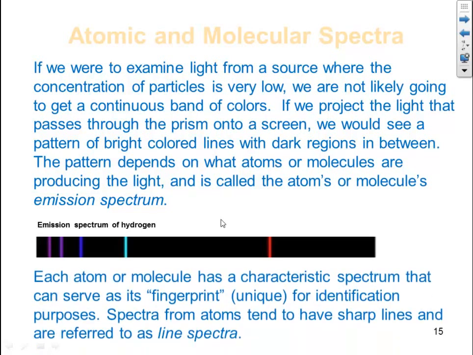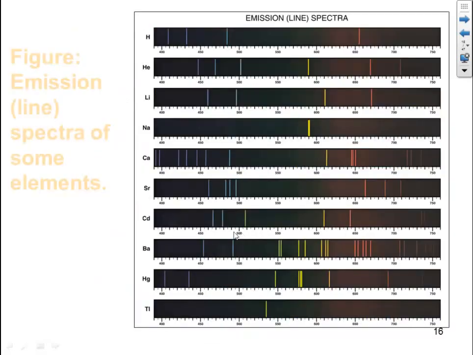Each atom or molecule has a characteristic spectrum that can serve as its fingerprint, a unique identifier. Spectra from atoms tend to have sharp lines and are referred to as line spectra. Here are some emission line spectra of some elements: hydrogen, helium, lithium. Notice that each one has a unique set of lines. This is a fingerprint of each element.